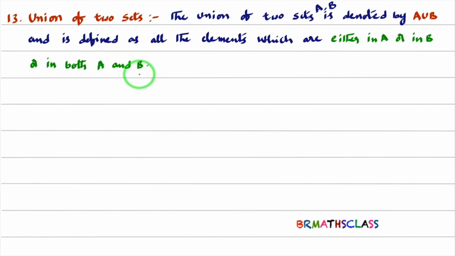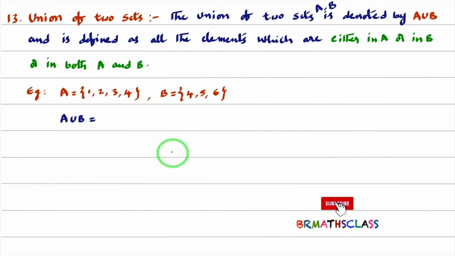We'll try to understand this with an example. You observe here I consider 2 sets A, B. Now we need to calculate A union B. How is A union B defined? A union B is defined as all the elements which are either in A or in B or in both A and B. You observe, 1 is there in A, so we will write it here. If the element is present in A or present in B, then it will be in A union B. 2 is there in A, so it comes in A union B.